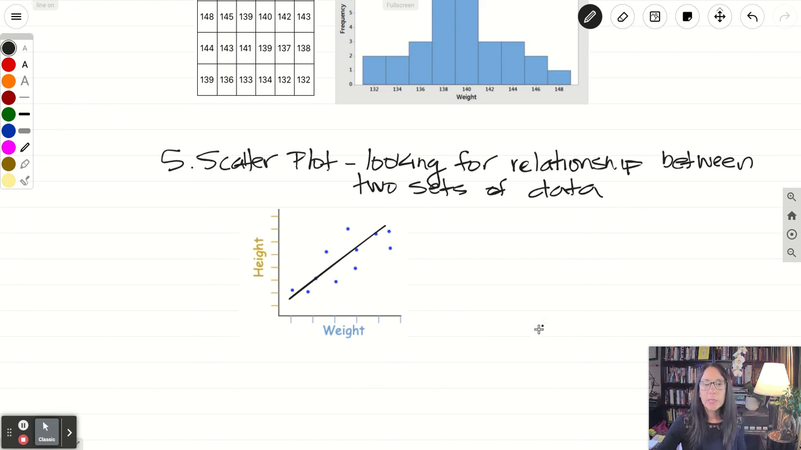Okay, so I want to just point out one last thing before I let you go, and that is when you're making a graph, I just want to explain a couple of things.